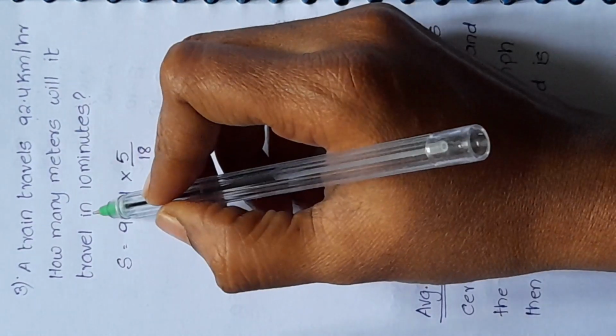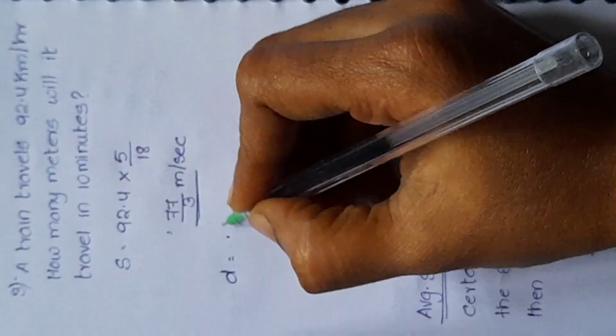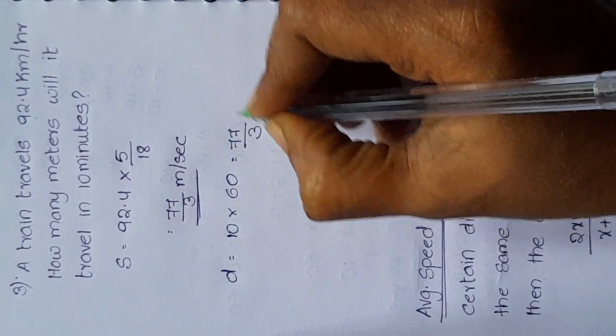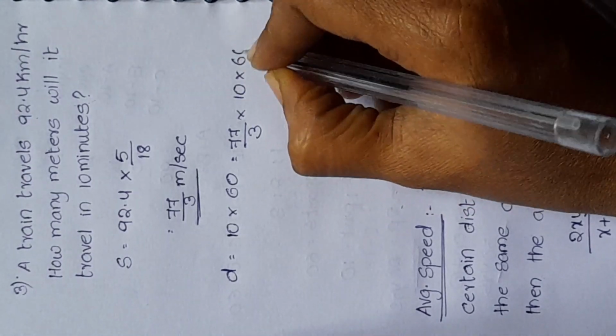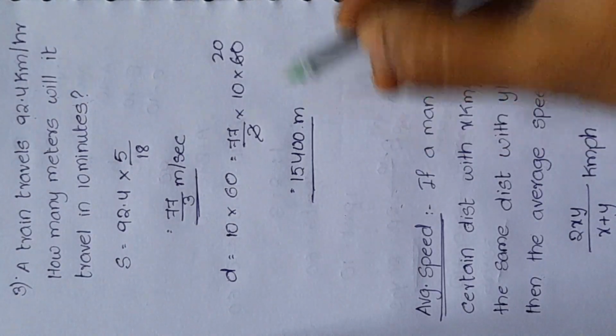But we should find the distance traveled in 10 minutes. So distance D is equal to 10 minutes into 60 seconds. That is 77 by 3 into 10 into 60. The distance is 15,400 meters.